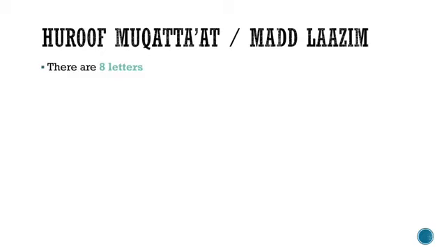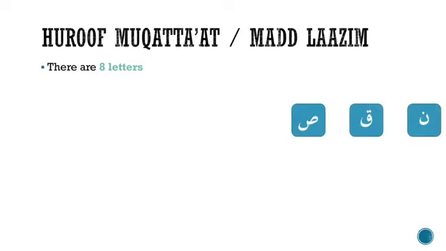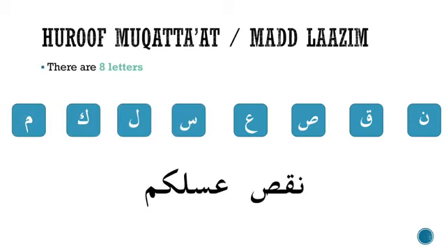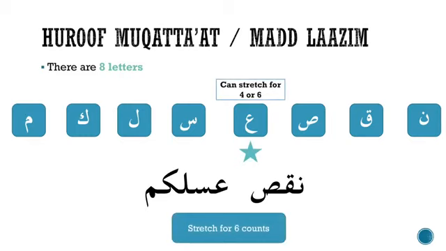Now we will have a look at huruf muqatta'at associated with mad lazim rules. There are 8 letters: Noon, Qaf, Sad, Ain, Seen, Lam, Kaf, and Mim. And we will remember it with the word naqs aslakum. We will stretch for 6 counts. The letter Ain we can stretch for 4 counts or 6 counts, as Ain is associated with huruf leen.